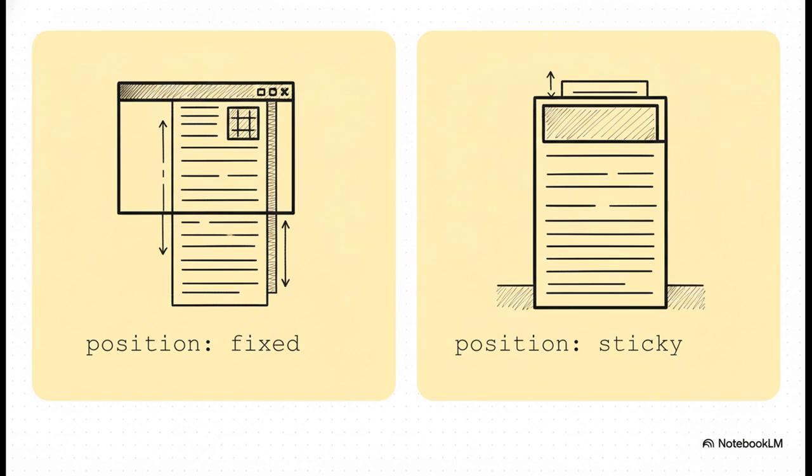An element with position fixed is basically glued to the viewport, the browser window you're looking at. When you scroll, it stays in the exact same spot. Think of a back to top button. Position sticky is a little smarter though. It acts like a normal element until you scroll to a certain point, and then it sticks to the screen, but, and this is key, only inside its parent container.